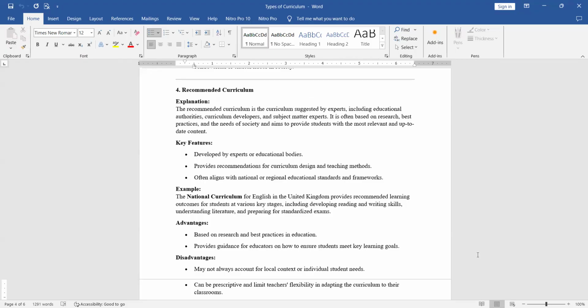For example, the national curriculum for English in the United Kingdom provides recommended learning outcomes for students at various stages, including developing reading and writing skills, understanding literature, and preparing for standardized exams. Now, recommended curriculum in the Sri Lankan context, I can tell you.